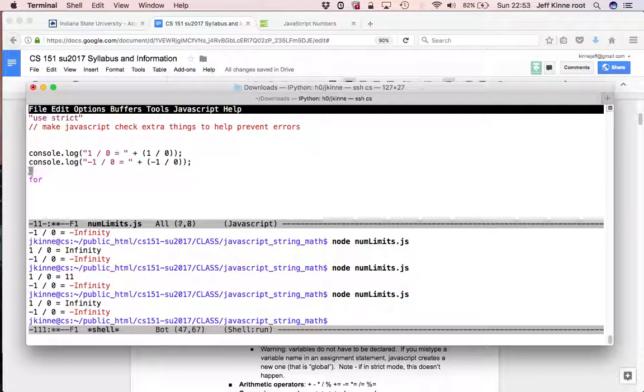So let's say var total equals 1, and var i equals 0, i less than, let's do 30 and see what happens, i plus plus, and we'll do total times equals 10. So we're going to multiply 10 onto total and then print. Total equals plus total. So eventually the number should get too big and it will print infinity.